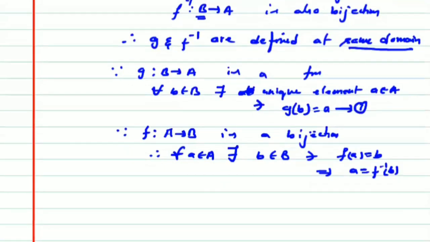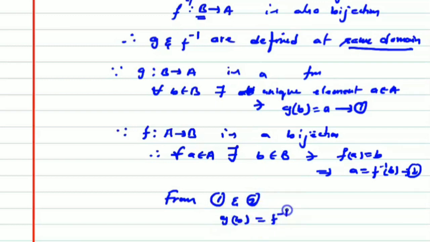This is number 2. From 1 and 2, what can you conclude? g of b is equal to f inverse of b, since a is equal to g of b and a is equal to f inverse of b. Therefore, for every element b in the domain, both are equal. They are defined on the same domain, and for every element b in B, they are equal. Therefore, g is equal to f inverse. The second part is also proved. So from cases 1 and 2, we proved that f is a bijection, and then we proved that g is equal to f inverse, the second one. Hence, the theorem is completed.